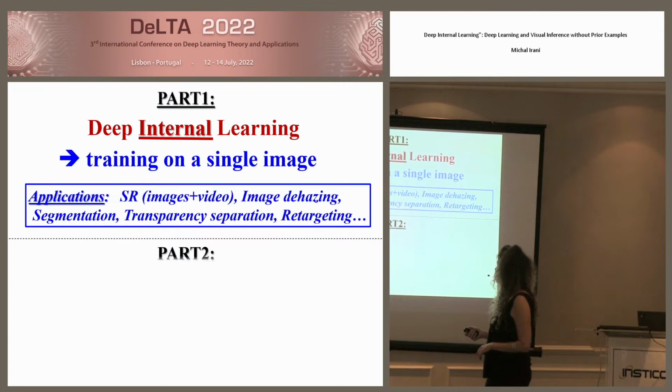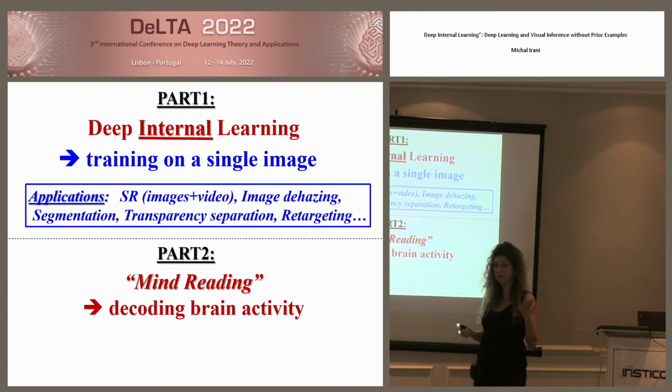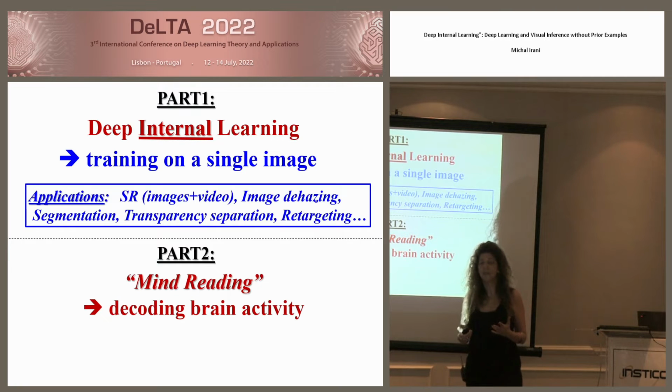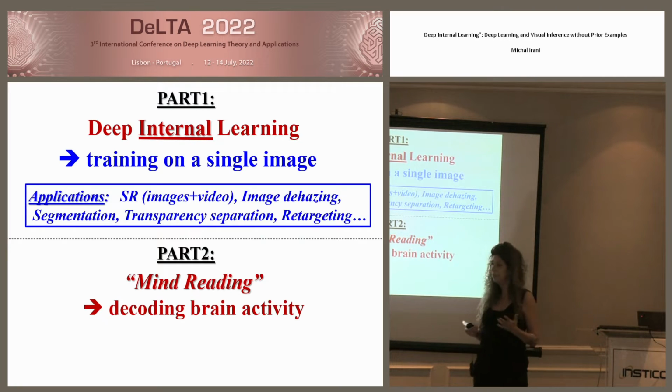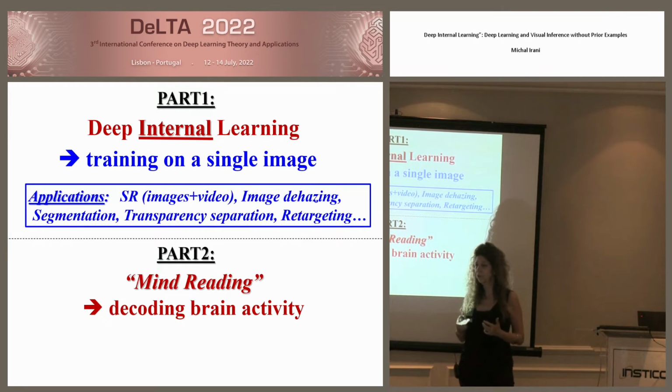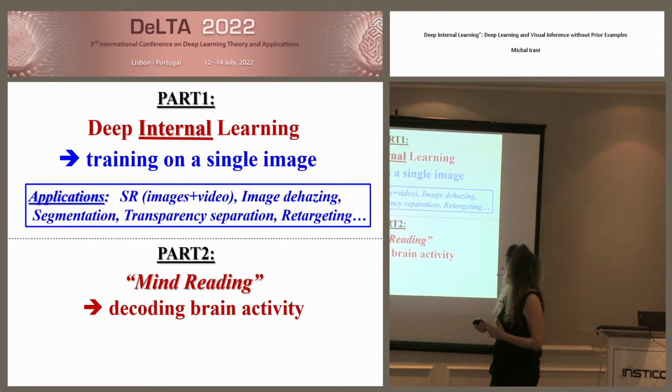In the second part of my talk, I'd like to talk about a different branch of work in my lab, what we call mind reading. That is to say, how we can decode brain activity and how we can decode visual information from brain activity. A person is in an fMRI machine. We'd like to record the brain activity and then be able to reconstruct back what the person is seeing. And once again, here we don't have enough training examples, and you'll see again how we can resort to self-supervision and handle the lack of training data.